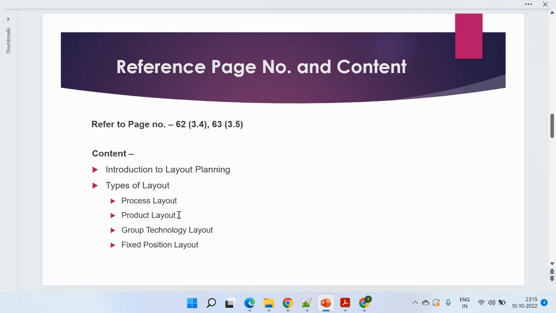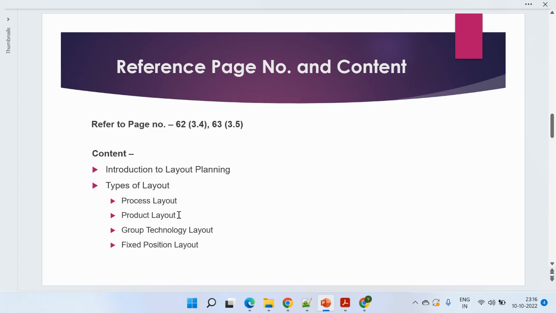Here the products, what will be the products? The products will be the menu card, the raw materials, the finished goods, the customer billing, the check payment, and finally the exit. So this is a part of the product layout.